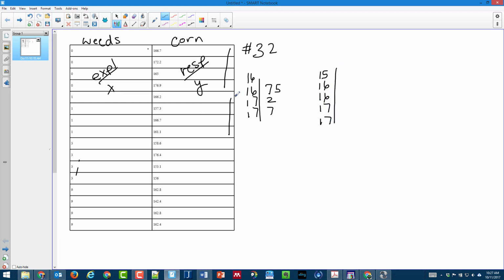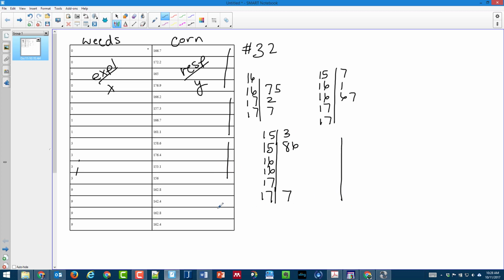But I've got 166.2, 157.3, 166.7, and 161.1. If I do the next 4, 158.6. Here's my 2 16s, 176.4, 153.1. So now I have one way down here, and 156.